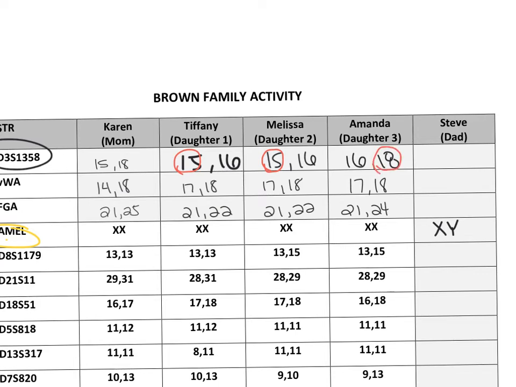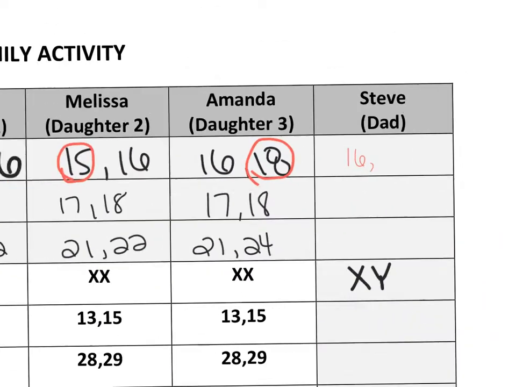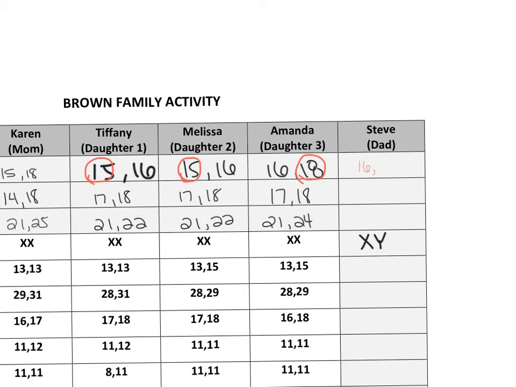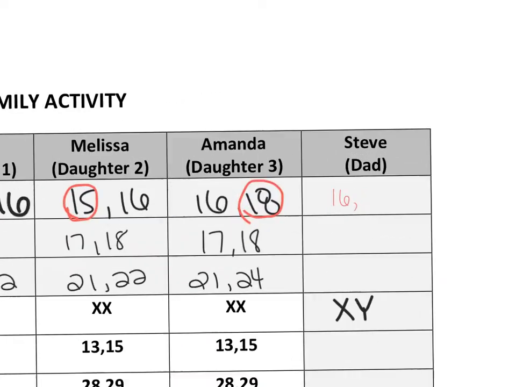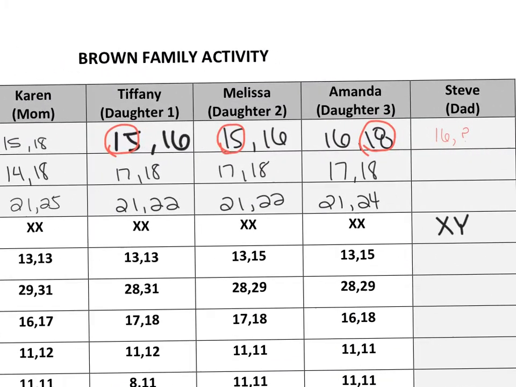So now look at the numbers that you have not circled. We know Dad for sure has 16 repeats, right? Do we know for certain that it's 16, 16, or could it be a different number, 16 question mark? Because we don't know what his other one is, we would put a question mark there. Okay, let's look at our next one.